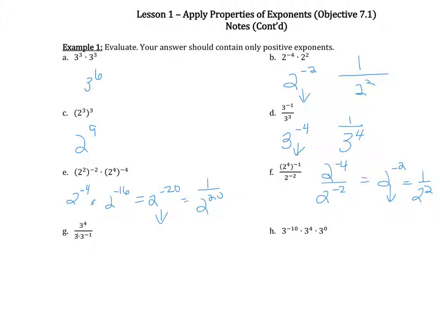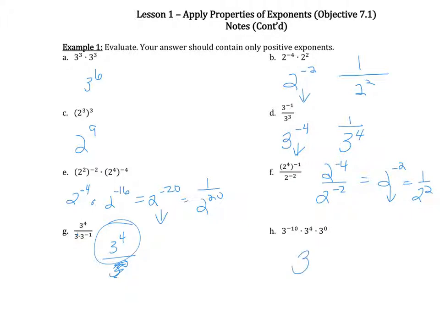On G, we have two things with the same base in the denominator, so we're going to simplify that. So the top stays the same, and on bottom we do 1 plus negative 1, which is 3 to the 0. Basically, that means we have no 3's in the denominator. It kind of voids that out. So 3 to the 4th is our answer.